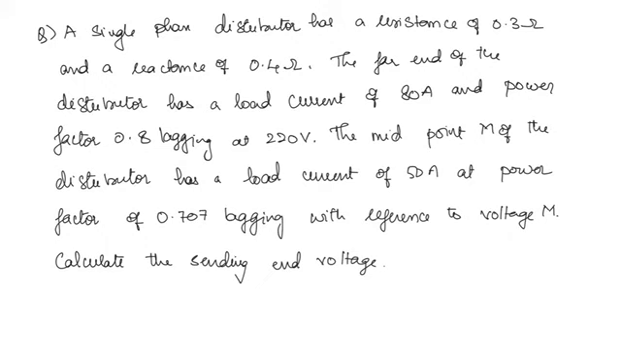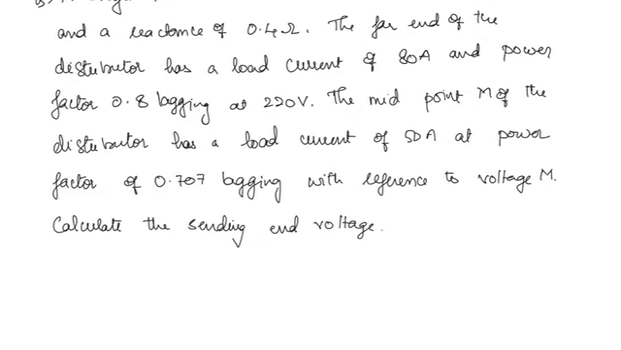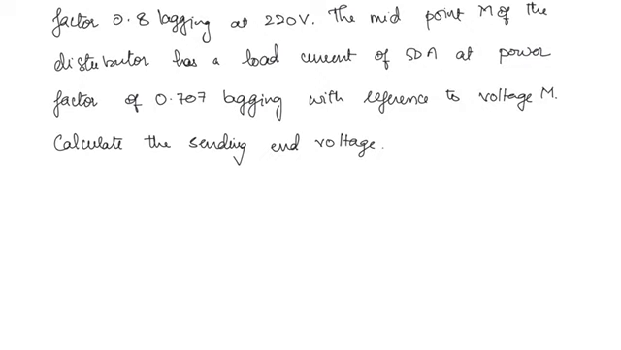So first what we will do in this problem, we will try to construct what the distributor looks like. First, what is given? The far end of the distributor has a load current of 80 amperes. So we will take this as VR, and this current is going to be 80 amperes. What is the power factor? 0.8 lagging, and this is given as 220 volt. So only the magnitude we know as of now.